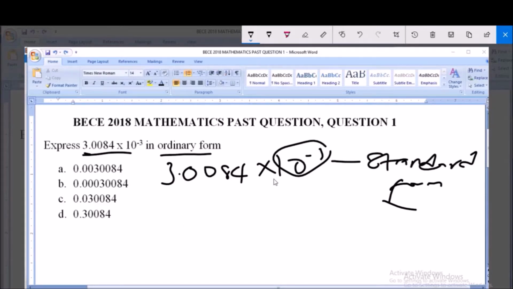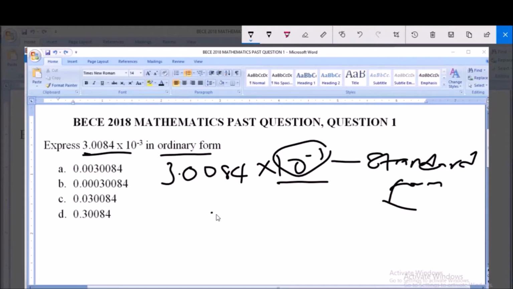When you have a standard form and the number is multiplied by 10 raised to the power of a negative number, that negative means that if you want to express this number in ordinary form, you move the decimal point towards the left. But if your 10 is raised to the power of a positive number, you move the decimal point to the right, and the power of the 10 determines the number of places the decimal point is moved. Now here we have 3.0084 times 10 raised to the power of minus 3, meaning that we are going to move our decimal point 3 places to the left because it is minus 3.